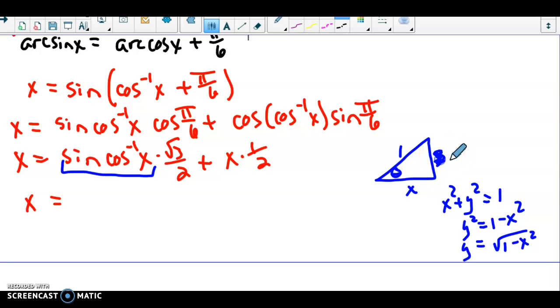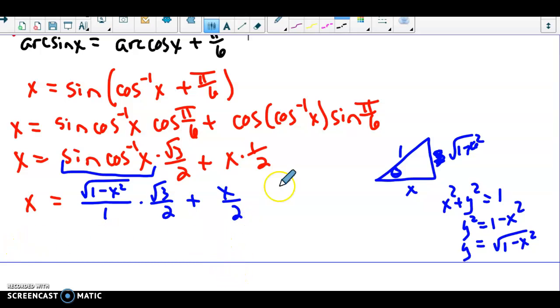Okay, good. That's what I'll write then. The square root of 1 minus x squared. I want the sine of this angle, right? Cosine inverse of x is this angle theta. The sine of that is opposite over hypotenuse. So I have the square root of 1 minus x squared over 1 times square root of 3 over 2 plus, what, x over 2?